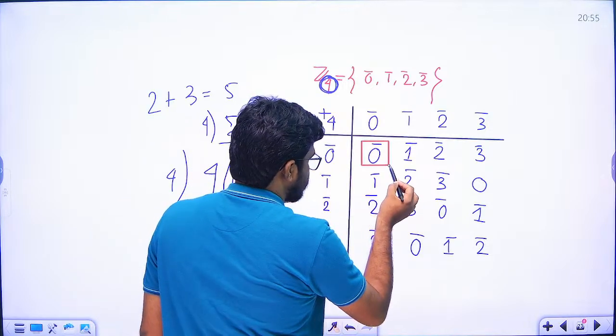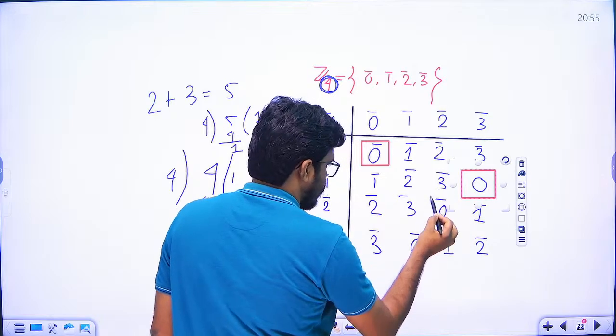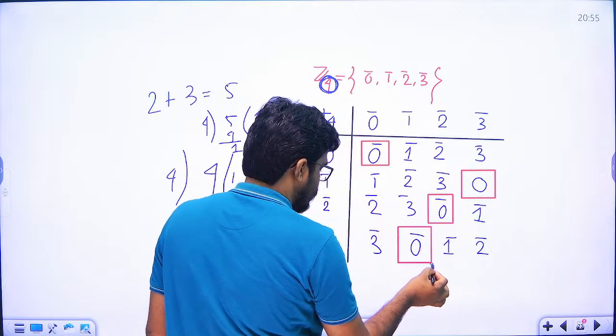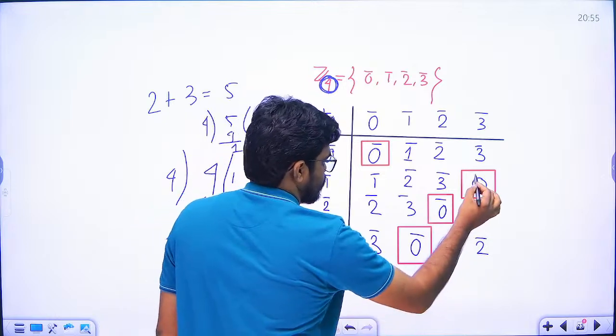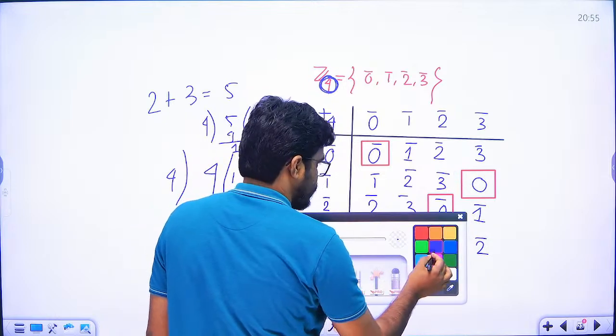0 is the identity element. Clear? ঠিক আছে, 0 is the identity element.